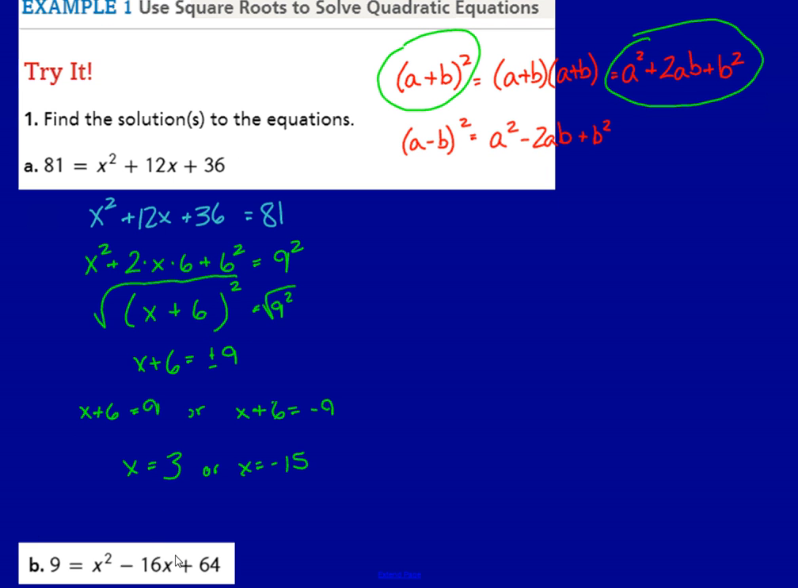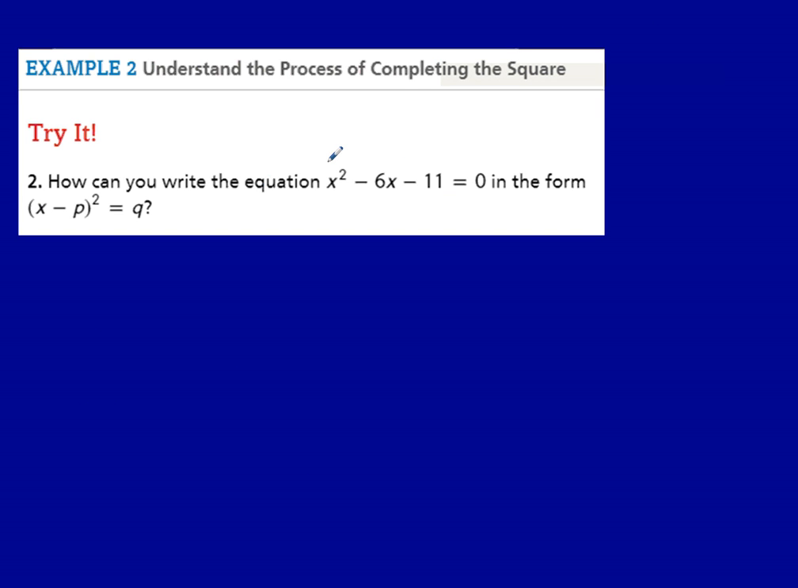Okay, we'll do part B. I'll make sure we understand about it, part B, next class. But we're going to try to write this, and I'm going to rewrite it again. X squared minus 6x minus 11 equals 0. I want to write it in x minus p squared equals q form.